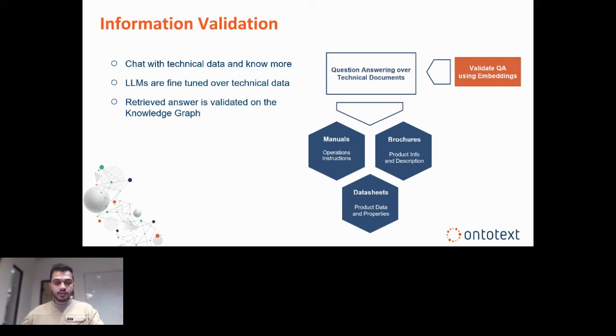When you have a complete knowledge graph, when you have your knowledge base completely populated with an appropriate amount of information, we would like to use this information to perform question answering. And we would like to validate the answers we get from these questions over a knowledge graph. And we are currently working on how we use knowledge graph embeddings to validate information we get over the LLMs. They are primarily fine-tuned over technical data, but once you get the answer, we can validate them over the knowledge graph. So that's one more use case.